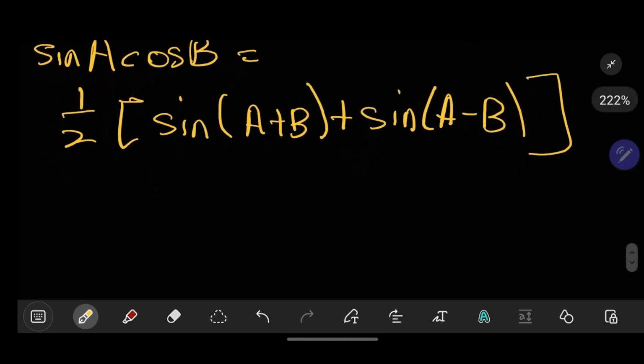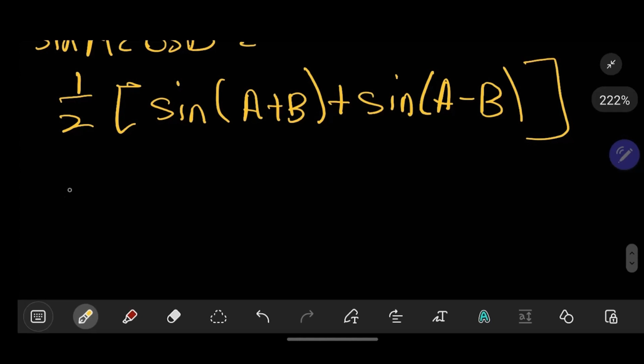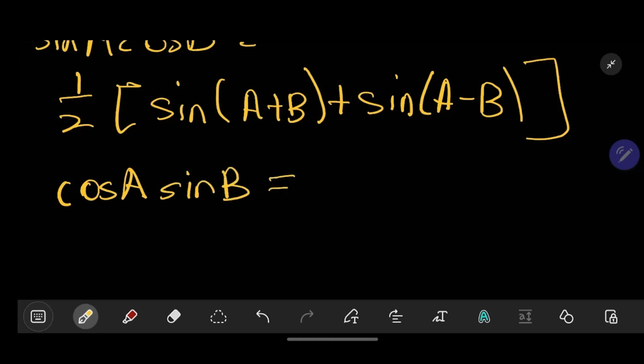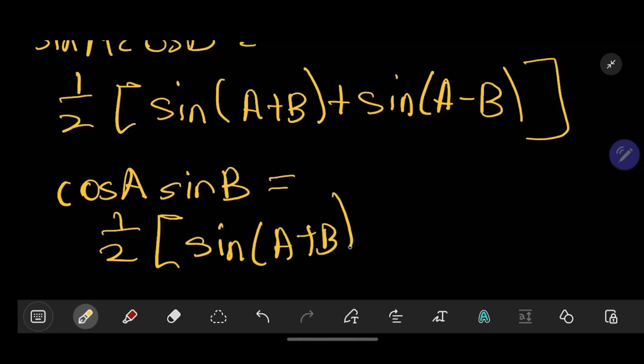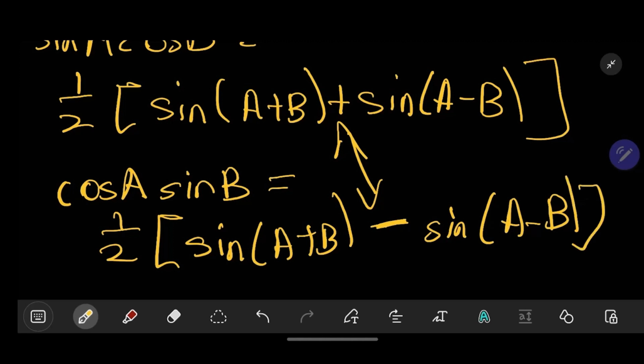And look at the next one. What if we had cos of A sine of B? Once again, you guessed it, it's going to be a half into sine of A plus B minus, once again pay attention to the sign, minus sine of A minus B. Very important, product to sum.